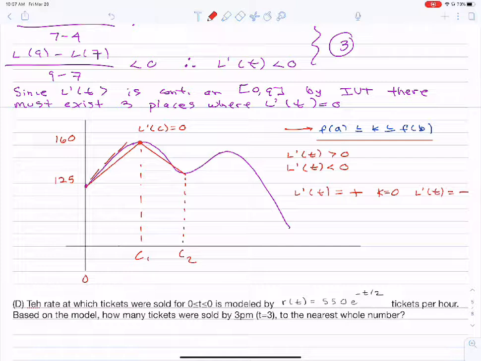Okay, and again, I'm using IVT to justify this piece, because as long as the function is continuous, that underlying piece has to be true. That's probably about as clean an explanation as I can give. See if you have any follow-ups.